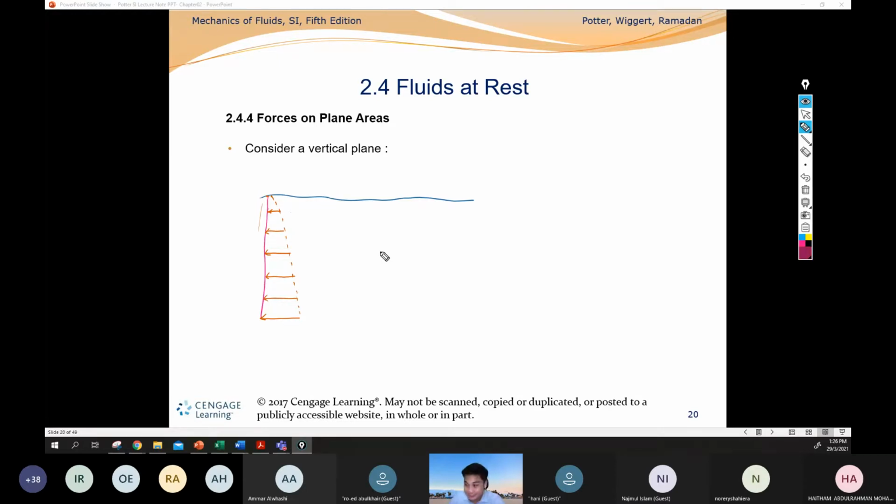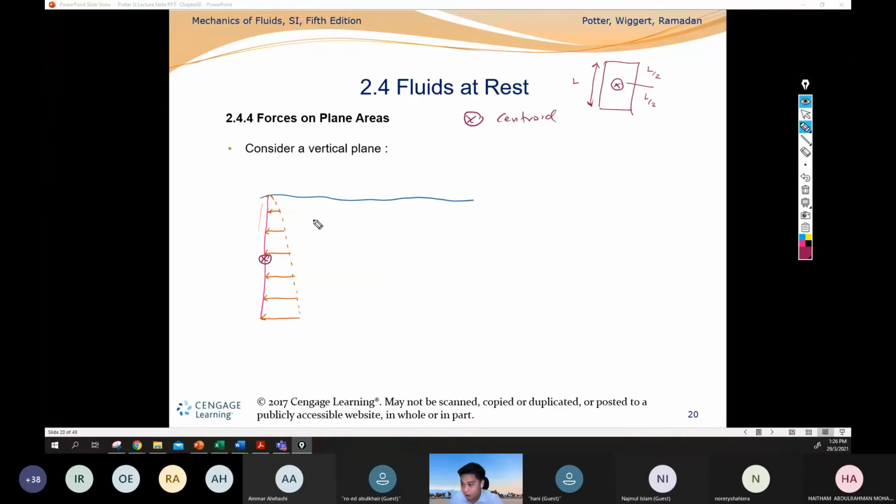When we talk about the resultant force, let's say this is the centroid. I name the symbol here as centroid. Centroid is the center of the area. For example, this is the plane, and this is the centroid. This is L/2, this is L/2, the total is L. I hope you understand, everyone.